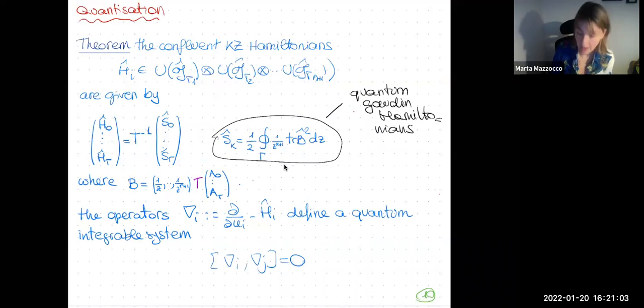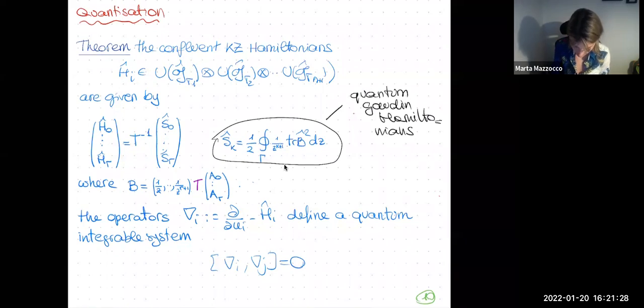So they're well defined and actually Poisson commute, quantum commute, because they are the elements of the quantum Godin algebra. You could also prove by brute force commutativity. It's a little bit exasperating, but it actually works, so it's not a big deal. The nice thing is that then, given these Hamiltonians, you can define some operators which do define a quantum integrable system in the sense that they quantum commute. So this quantum integrable system is what we call confluent KZ.